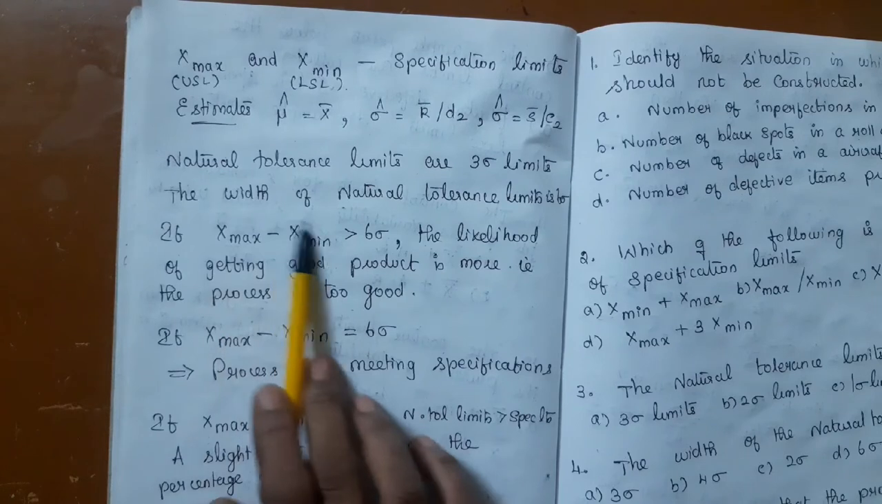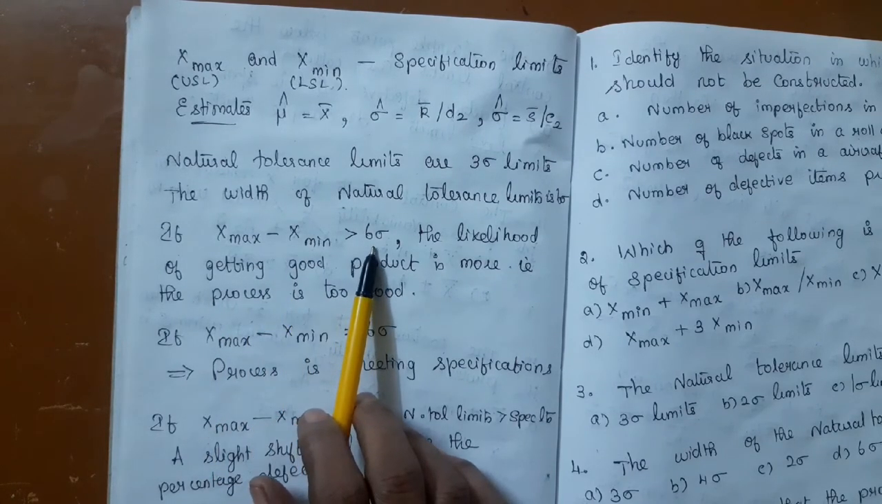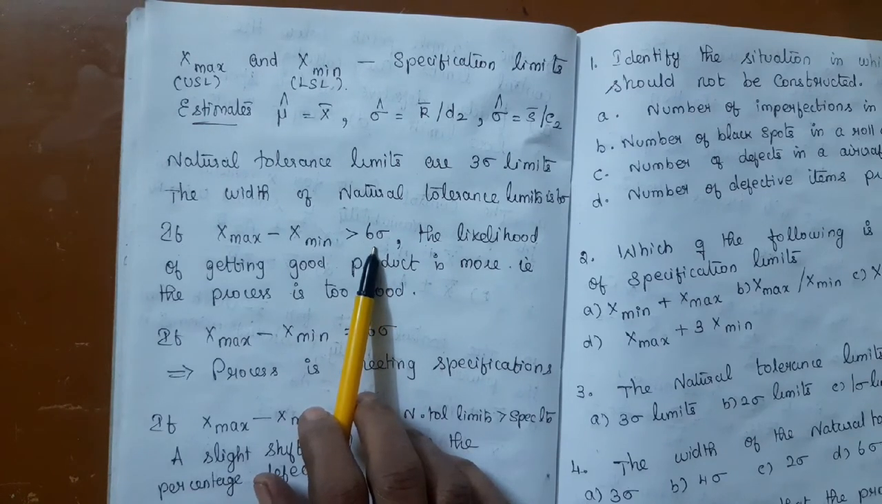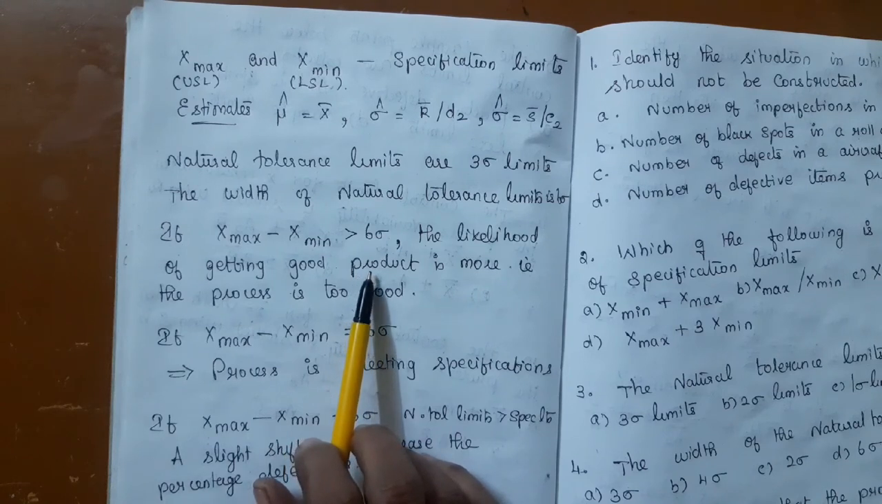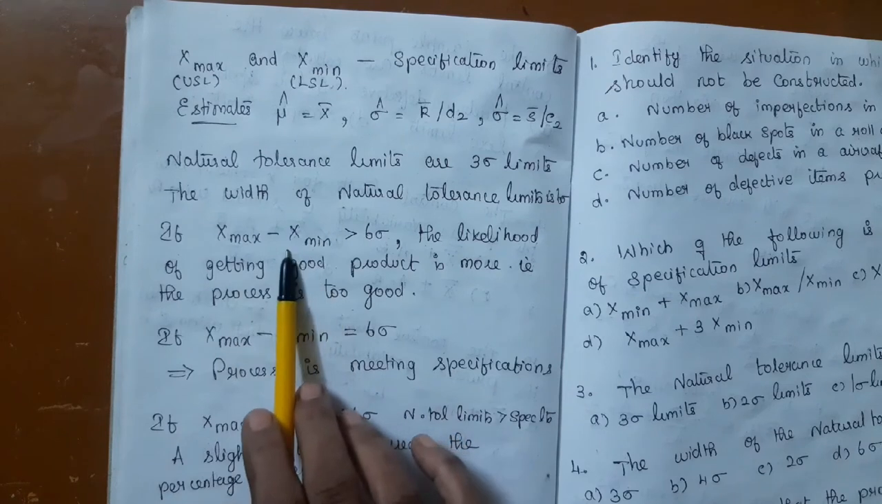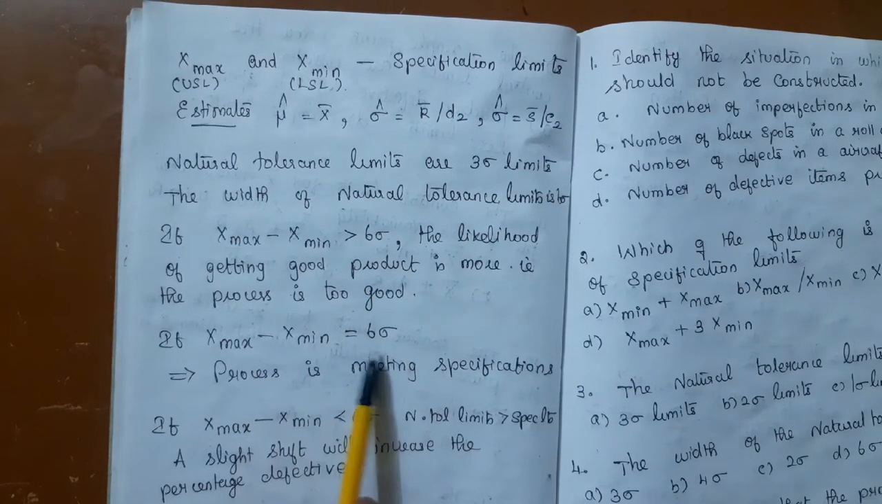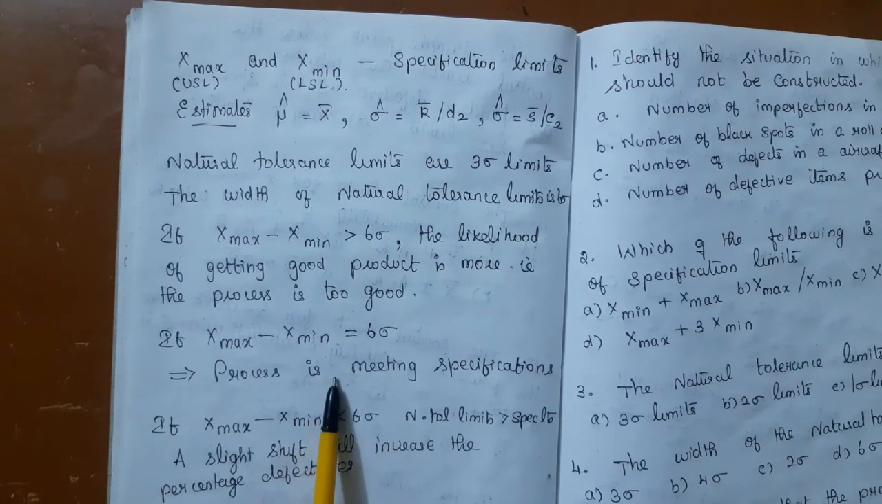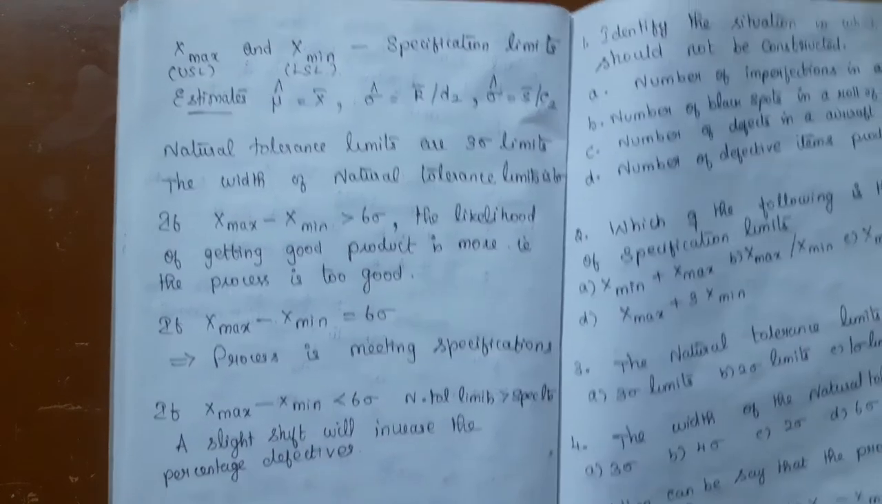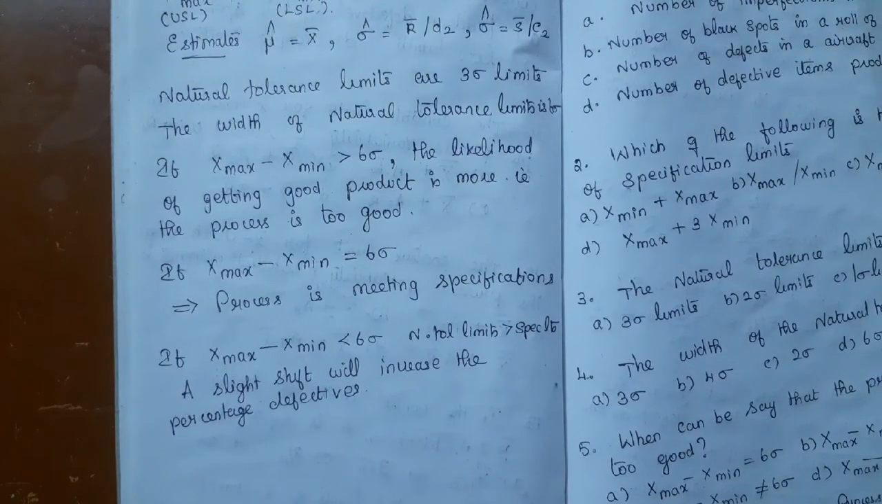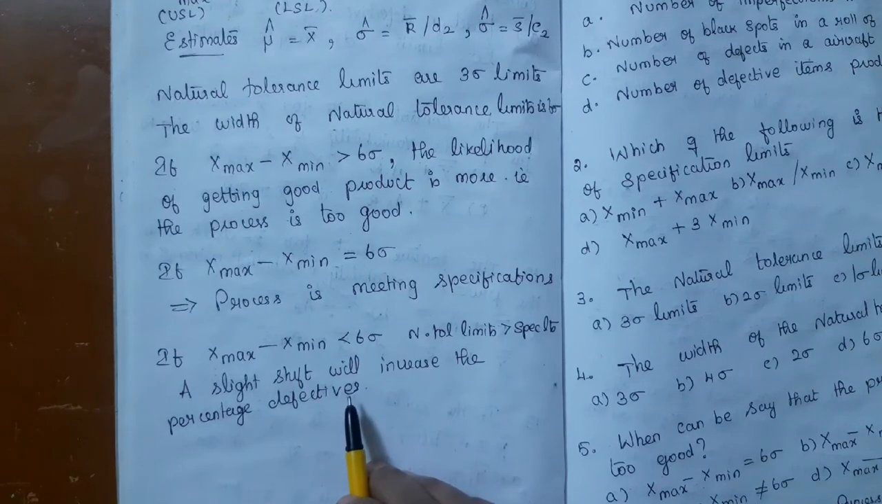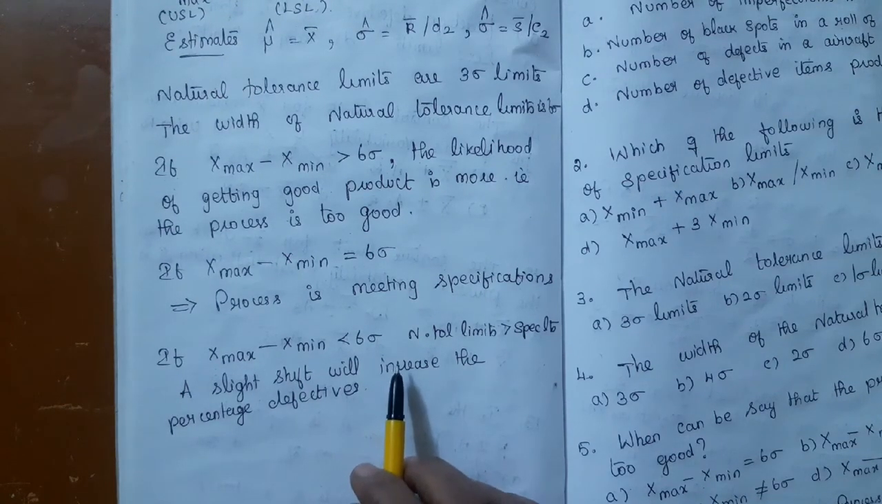If your specification range, that is x max minus x min, is greater than the width of the natural tolerance, it means that your process is generating good products. When the range of specification limits and the range of natural tolerance limits are equal, it means that the process is exactly meeting the specifications. When it is less, that is when natural tolerance limits are greater than the specification limits, it means that a slight shift in the process will increase the fraction of defectives.